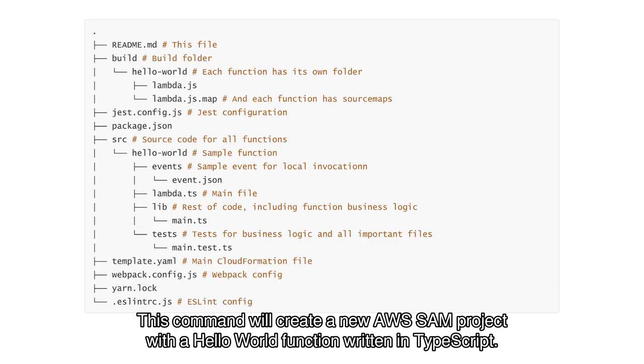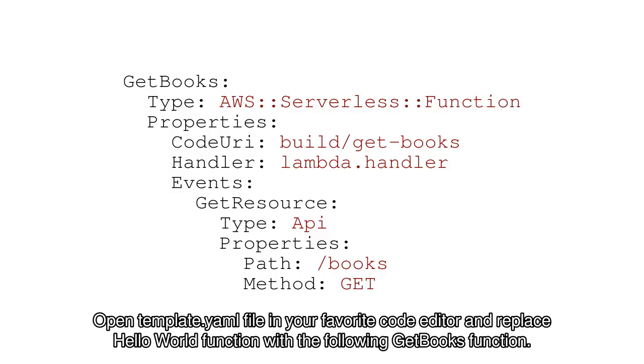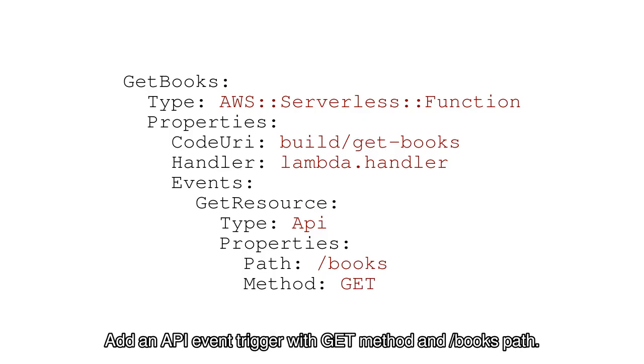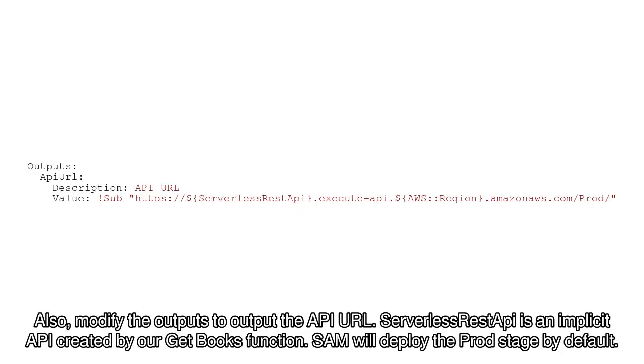This command will create a new AWS SAM project with a Hello World function written in TypeScript. Open the template YAML file in your favorite code editor and replace the Hello World function with the following getBooks function. Add an API event trigger with the get method and books path. Also, modify the outputs to output the API URL. Serverless REST API is an implicit API created by our getBooks function. SAM will deploy the prod stage by default.